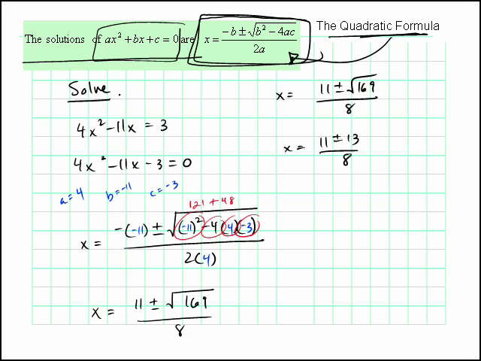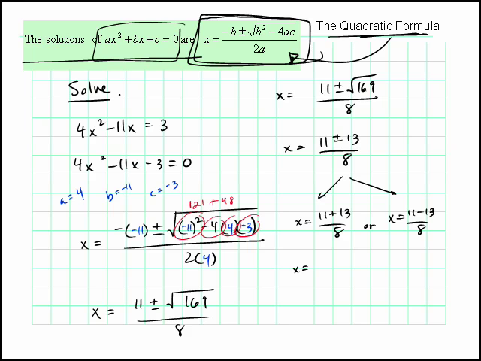So we have now this. I am supposed to get two answers, usually. So it's best at this point to split it into two parts, one using the plus sign and one using the minus sign. If I use the plus sign, I get 11 plus 13 over 8. If I use the minus sign, I get 11 minus 13 over 8.